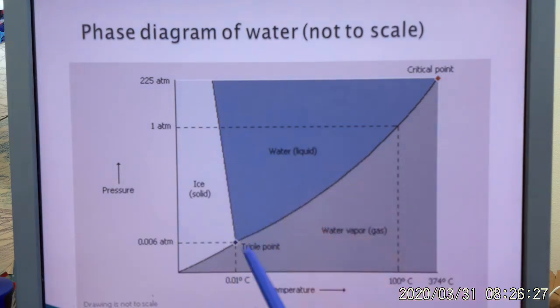Okay, so you can read the graph just like we've been talking about earlier, as long as it's to scale. But now you know the different sections of it.